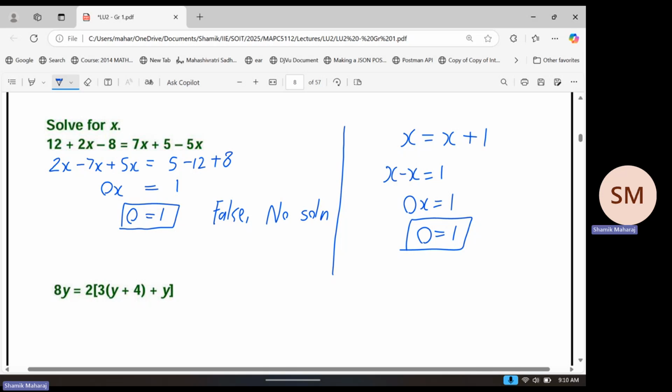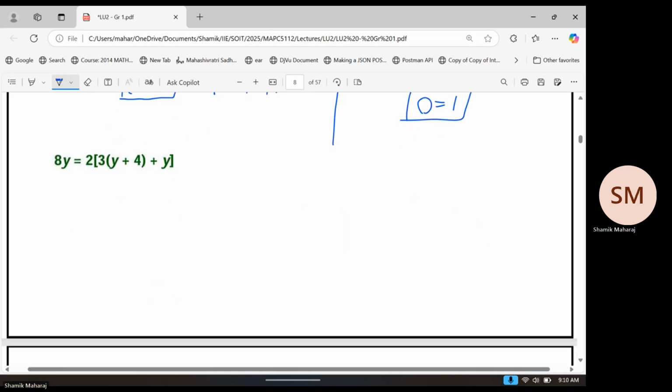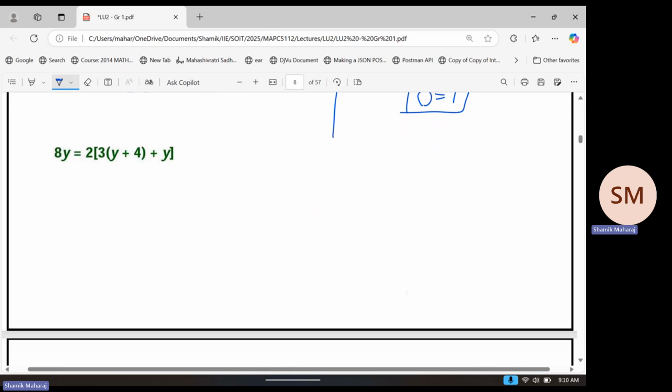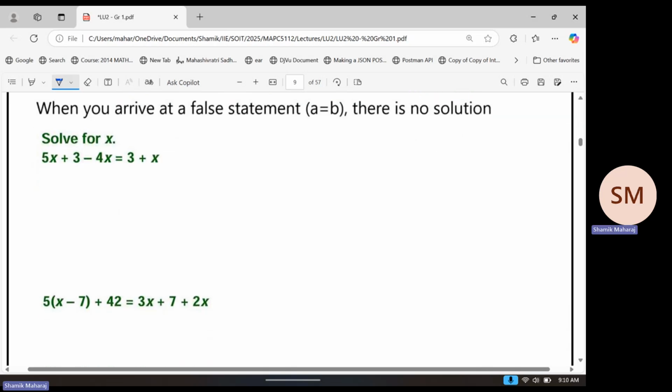Okay, so again, I'm going to try and go a bit quicker. You guys want to try this example before I move on? Should be the same thing. You'll get no solution. Okay, you guys want to try it at home? Okay, skip ahead. And here is the rule. When you arrive at a false statement, I gave a general statement that A is equal to B. A and B are not the same thing, so this is a false statement. Then there's no solution.